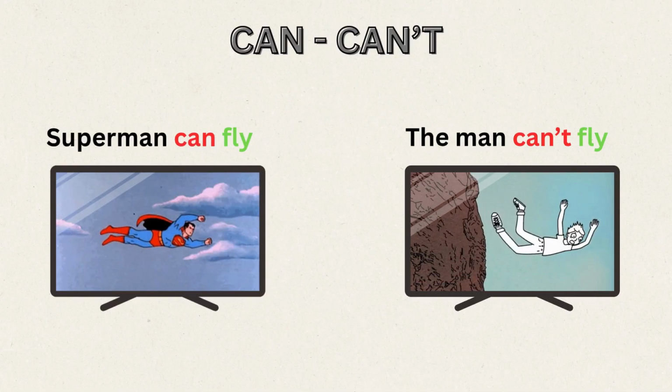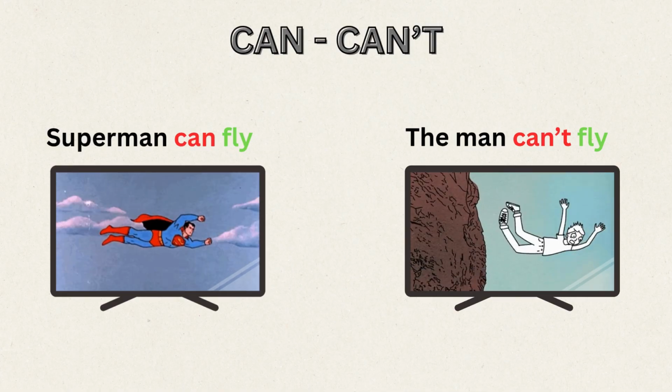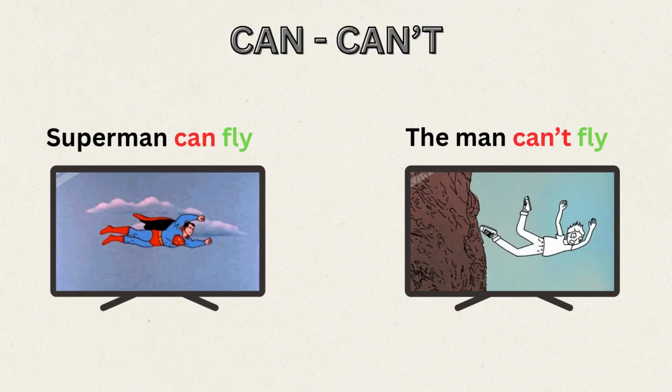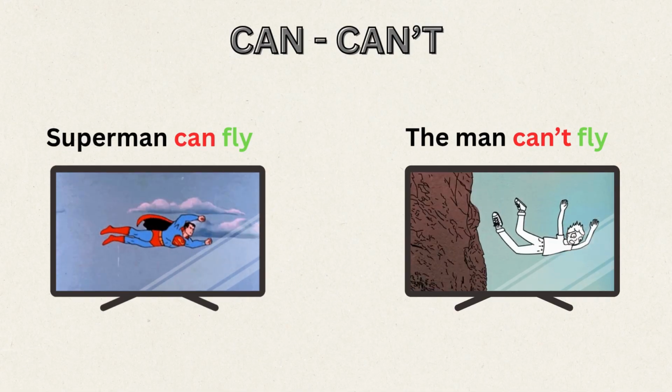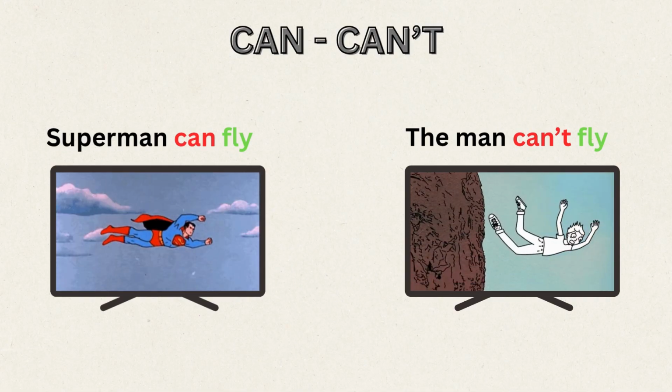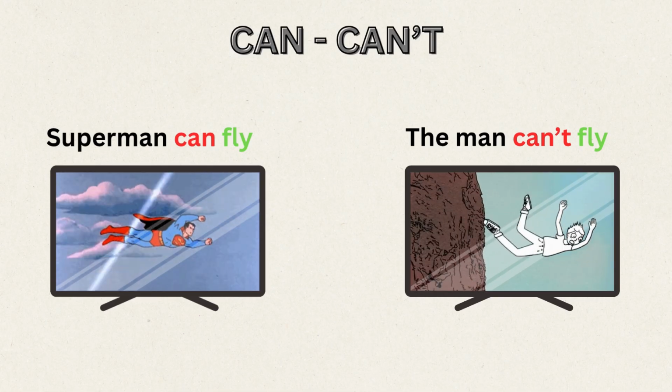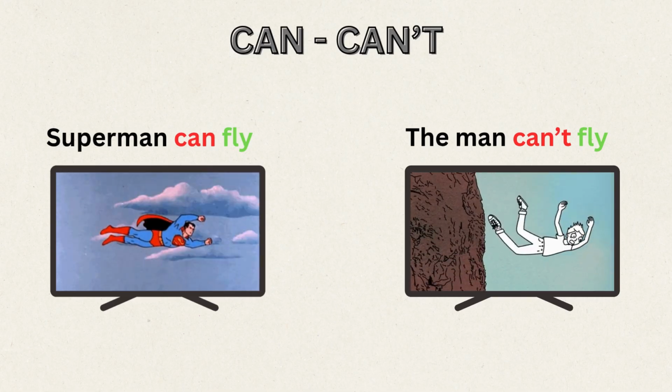Well, in today's video, we will talk about two words, can and can't. So we will learn how to use them and also we will learn about their meaning. So the first sentence here, we have Superman can fly.